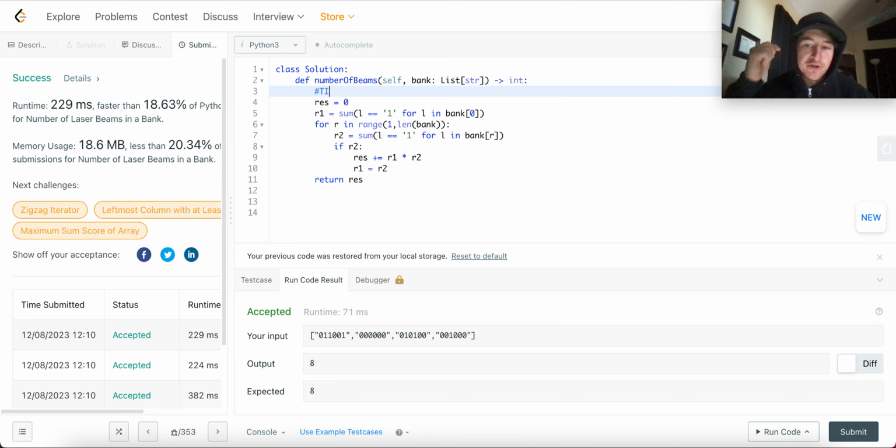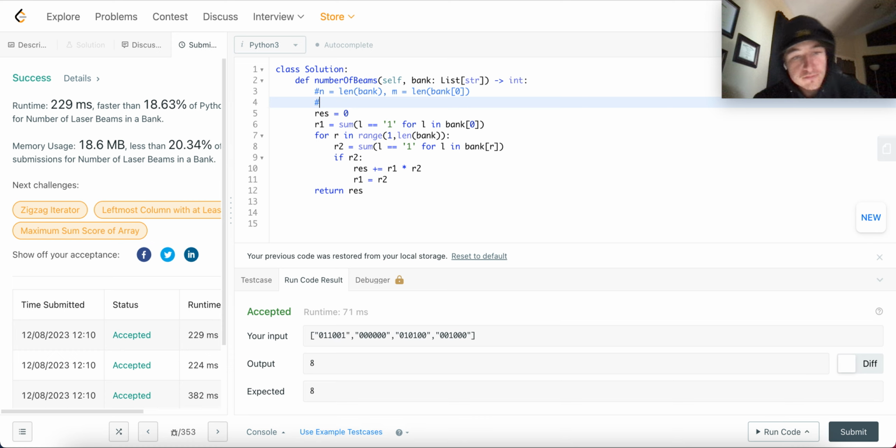So that's the weird thing about big O, right? The optimal solution here is O of MN, and you can probably prove that because I have to look at all MN elements to find out the number of lasers. Yet the runtime is kind of slow. So something about this isn't optimized to push it over, even though the big O runtime is optimal. Okay, so let's say N equals the length of bank and M equals the length of bank 0, so it's an M by N matrix.